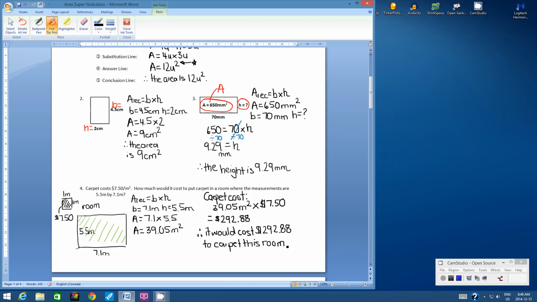Okay, so that concludes part one, Part A, area of rectangles.